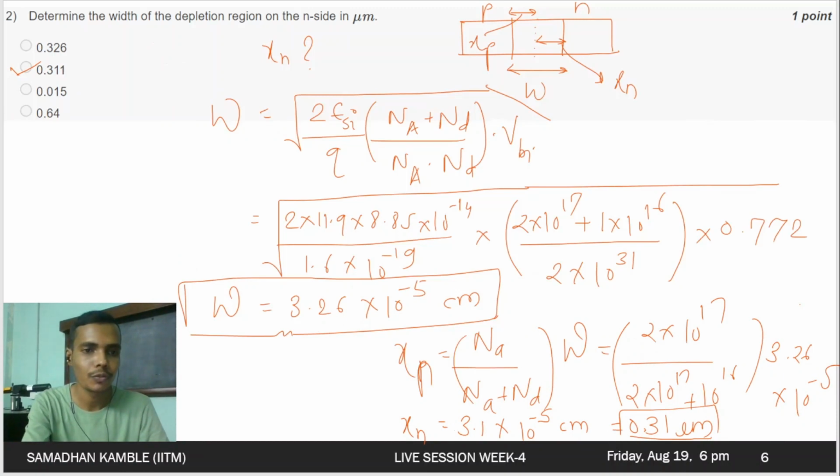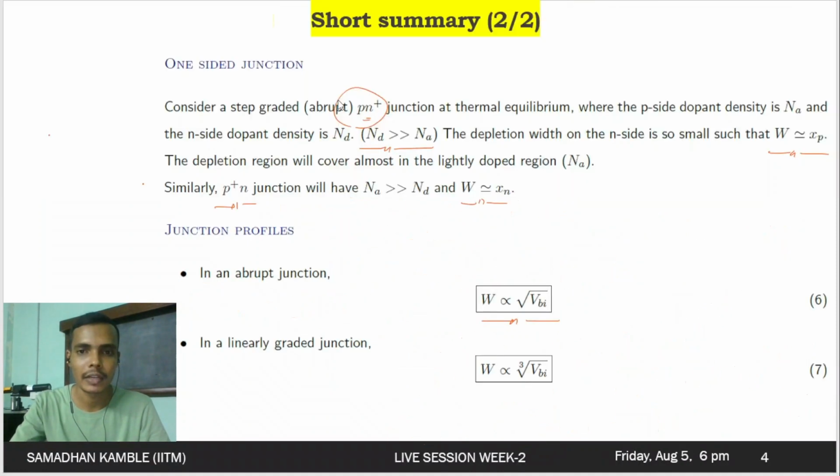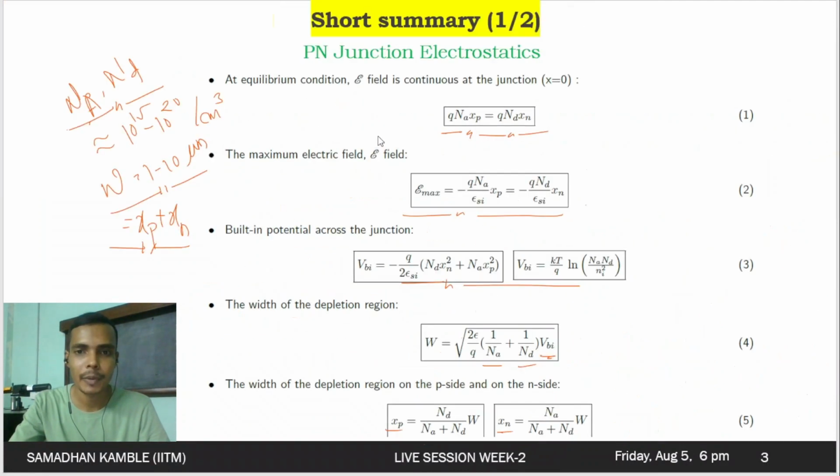Okay, so let's move to question number 3. Question number 3 is also based on the data given on the first slide. The question goes as follows: determine the magnitude of the maximum electric field at the junction in volt per micrometer. As we also saw in the summary slide, the maximum electric field generated at the junction is given as a function of the depletion width in that particular region and the doping concentrations.